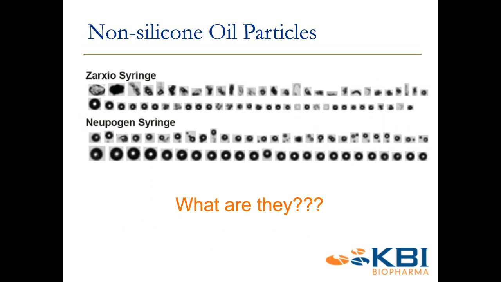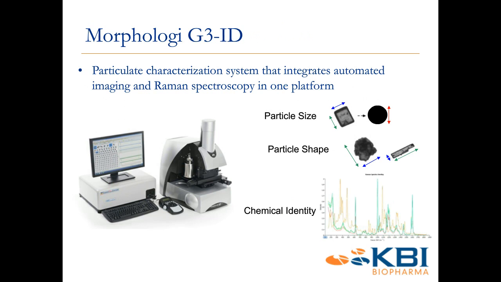But if we go back to those images, obviously we have a lot of great tools to help us understand the silicon oil content. But you'll observe here there's images that are clearly not silicon oil in some of these samples. So oftentimes when we see these images, one of the first questions that come to mind are, well, what are those other images? What are those particles? So that's where we use our Morphology G3ID, as I mentioned, that automated Raman microscopy. This is a really great tool.